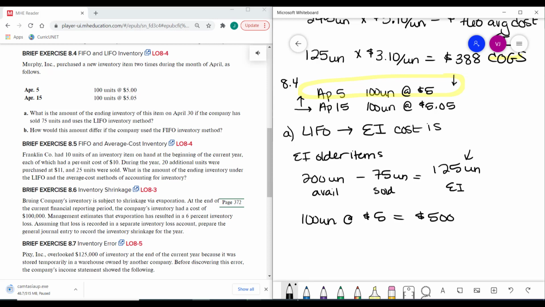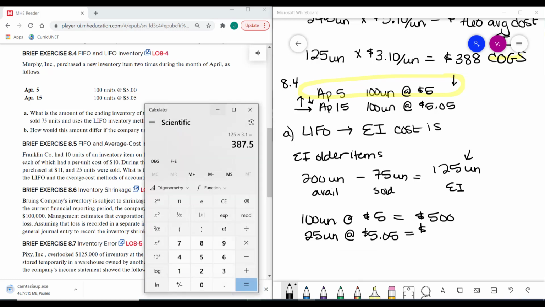which would be $500. But then that means there's still 25 units of the newer cost layer left since we sold 75 of the newest batch. Or that's the assumption, right? Just for bookkeeping purposes. So we'll do $5.05 times 25. That gives us $126.25. So what's the total cost of my ending inventory using LIFO? That's $626.25 ending inventory cost.